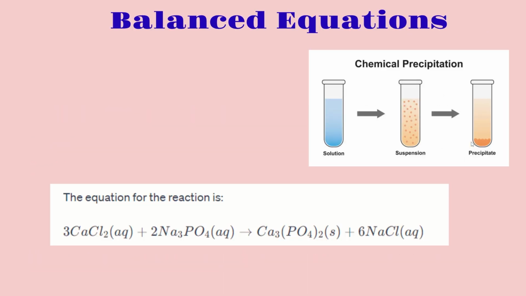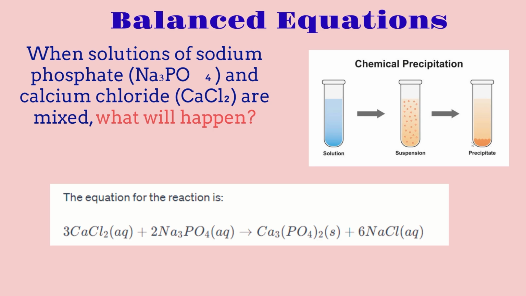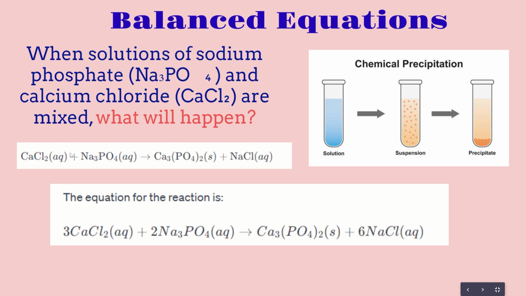And now for balancing the equation, when solutions of sodium phosphate, which is Na3PO4, and also calcium chloride, which is CaCl2, are mixed, what will actually happen? Since we have already seen this before, we have calcium chloride plus sodium phosphate, and then that turns into calcium phosphate plus sodium chloride, as we saw in our previous slides. So basically now what we need to do is actually balance it. In this case, this is not the balanced equation. So in order to balance it, you just have to guess and test a little bit, and then from there you're going to actually get your values.